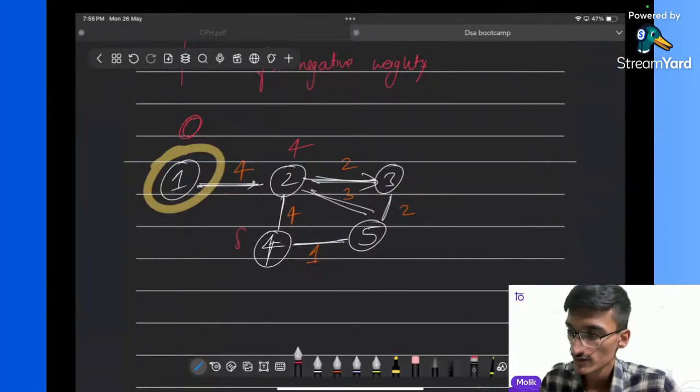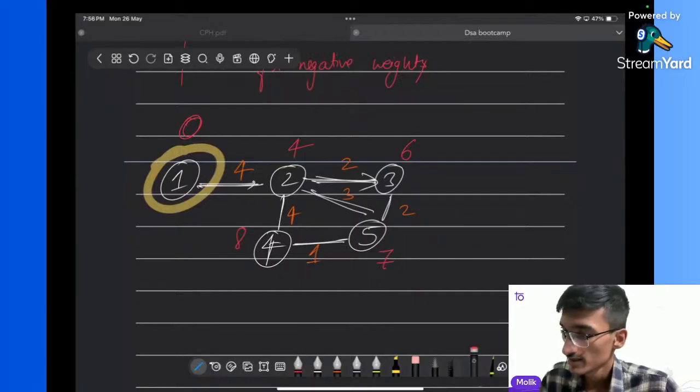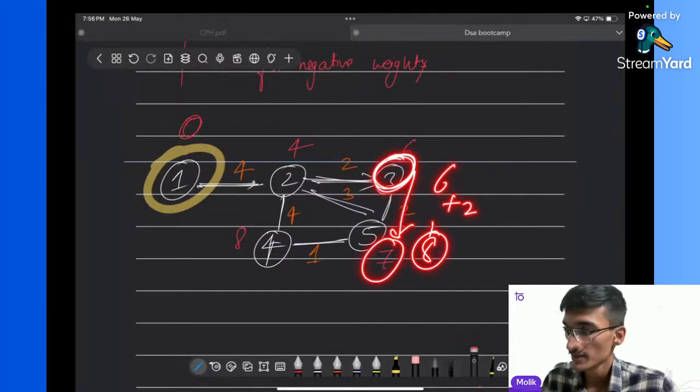You make the cost function for this 8, this as 6, and this as 7. So again, you go towards the minimum cost function, which is this. You go here, you see 6 plus 2, which is 8. Already 7 is present, you don't update it.